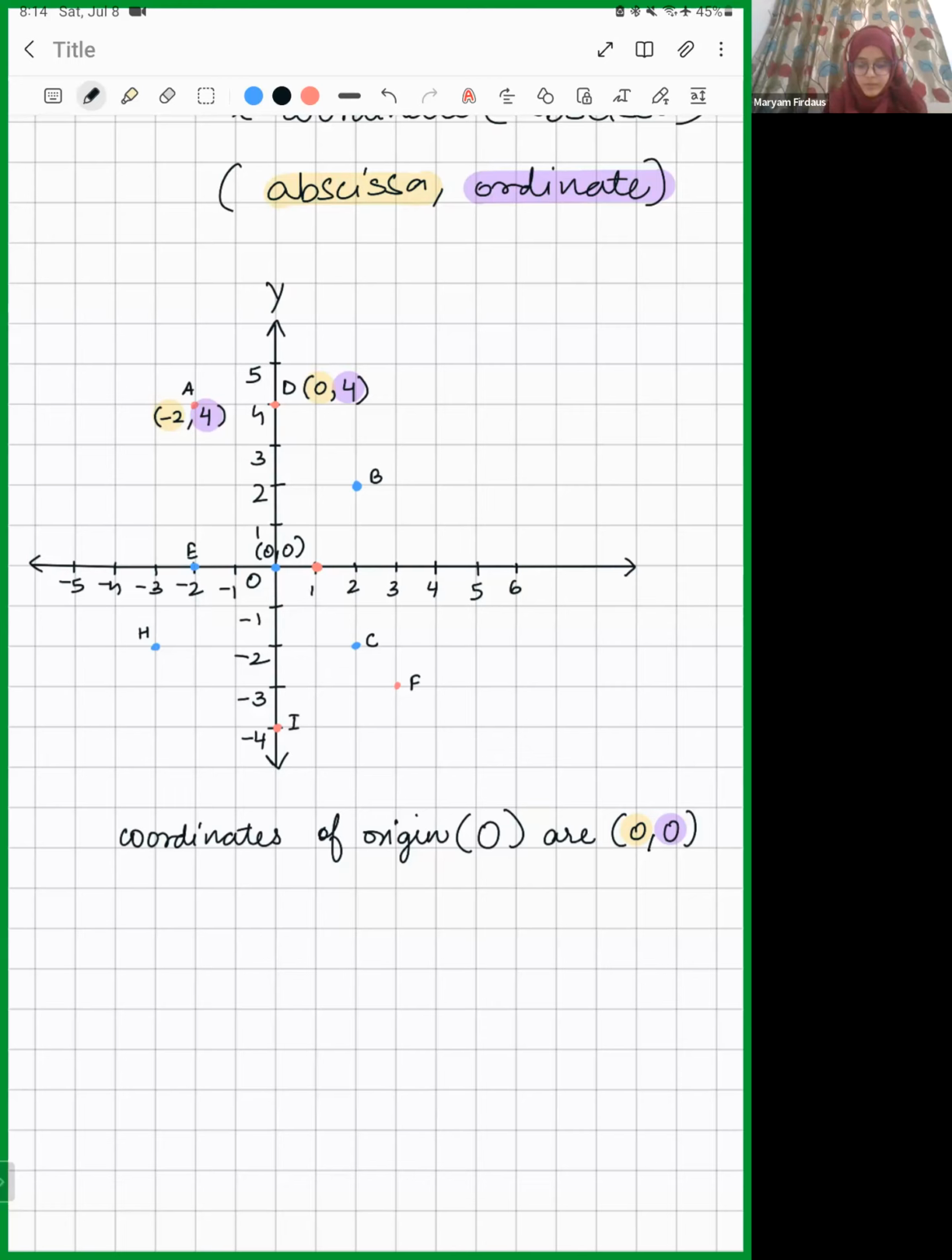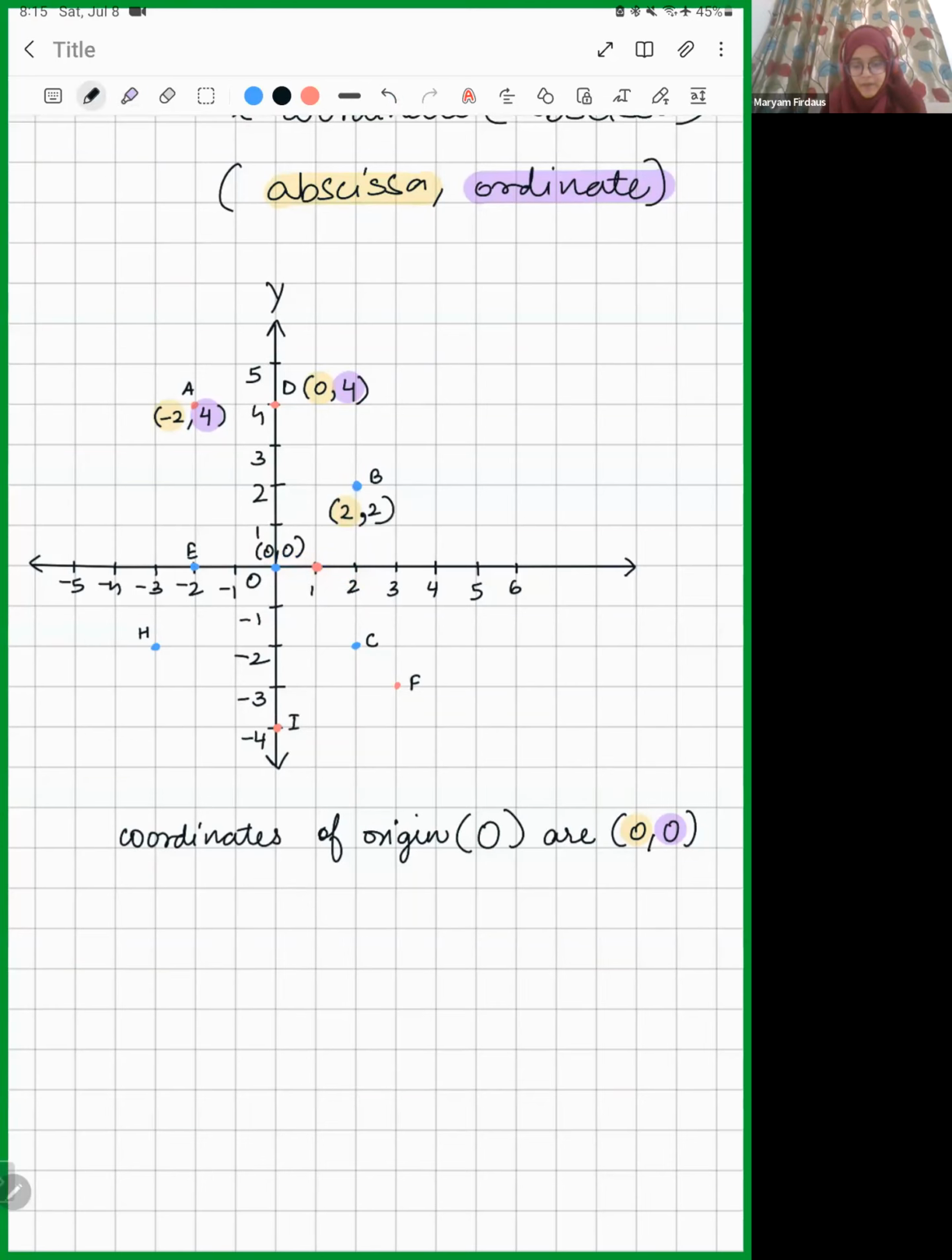First, you have to move two positive units. So what is the abscissa of B? The abscissa is 2. Very good. And then after moving 2 units in the x direction, where do you have to go? The 2 units in the positive y direction. So the y coordinate is 2. Yes, so both of them are 2.